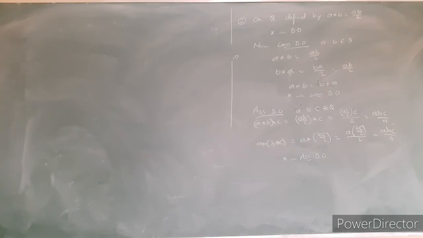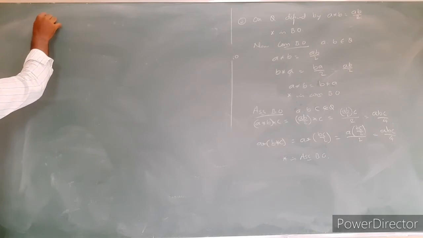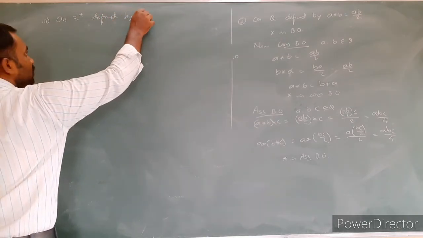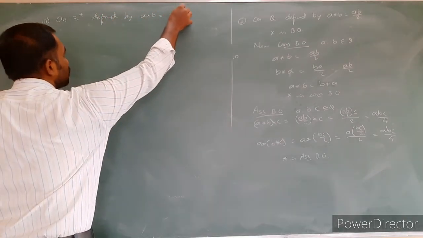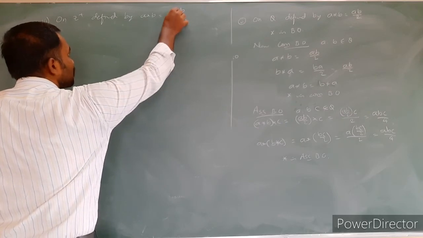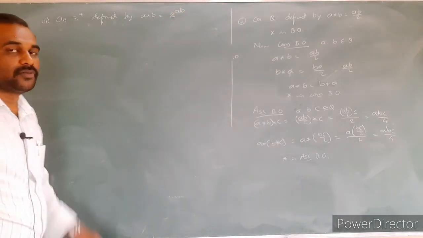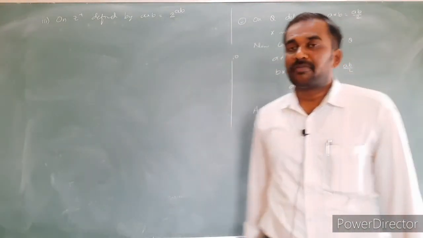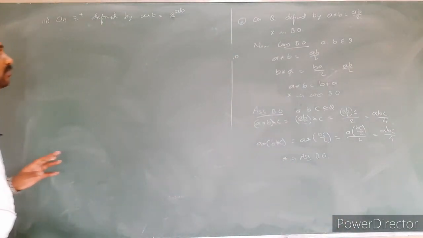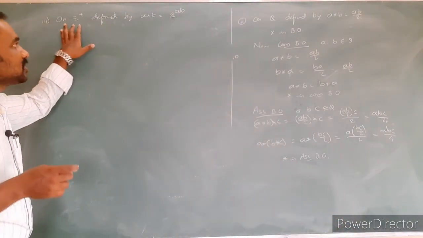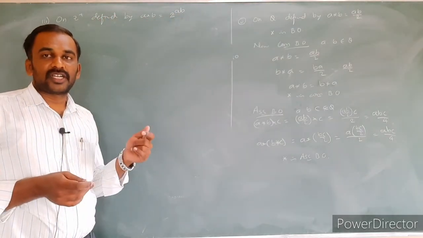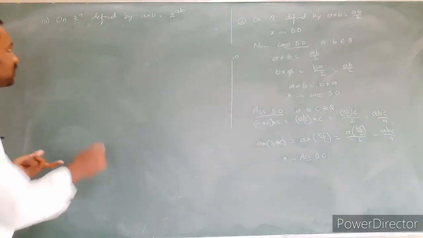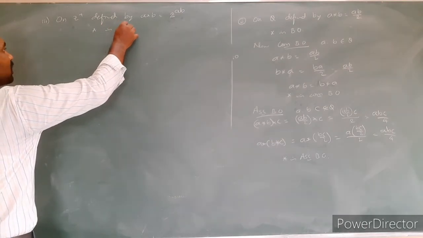On a set of positive integers, defined by A star B is equal to 2 power AB. Determine whether it is a binary operation or not, and whether it is an associative and commutative binary operation. A and B are positive integers. 2 power any product of 2 positive integers, again a positive integer. 2 power any positive integer, again a positive integer we will get. Obviously we can say that star is a binary operation.